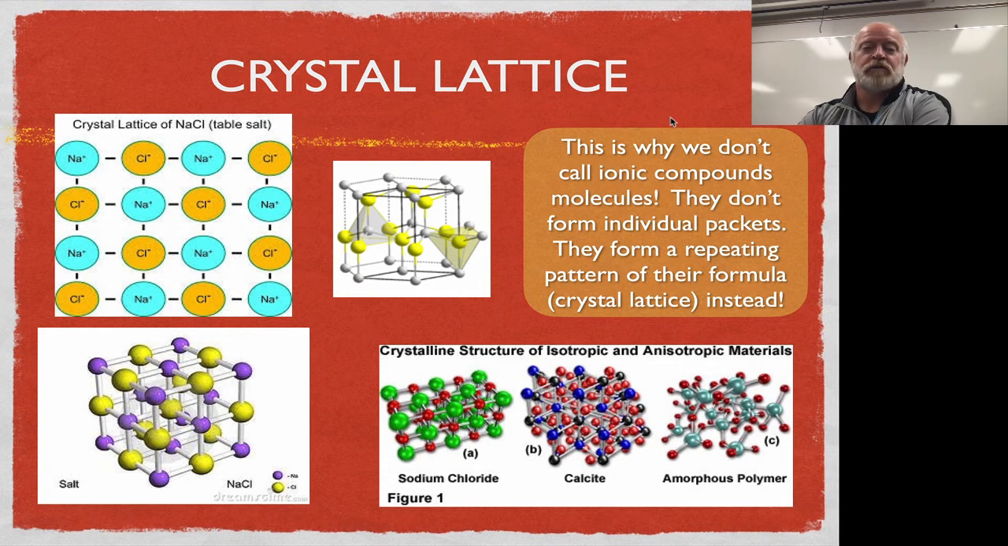So recall earlier in the year we said that molecule has a specific term to it. Ionic compounds, we would never use the term molecule, okay? The term molecule implies individual packets, like here's a group of something, and then another group of something, and then another group of something. So we would never say that sodium chloride is a molecule of sodium chloride, because sodium chloride actually just forms these crystals, okay? So we could say that sodium chloride is a compound, and it has a crystalline structure, but we would never call it a molecule, okay, because of that crystal lattice.